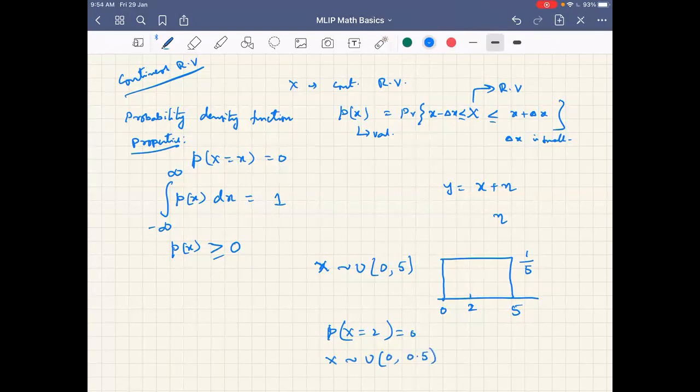So if x is a random variable taking values uniformly between 0 and 0.5, then how will the density be? The value will be 2 from 0 to 0.5. So now, is P of x greater than 2 or not?